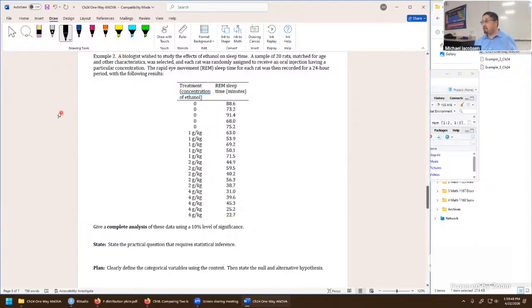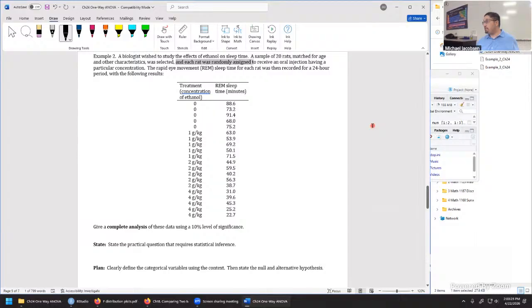It says, a biologist wished to study the effects of ethanol. So when we say like an alcoholic drink is 5% alcohol, that's what we mean, the ethanol concentration, we want to know the effects on sleep time. And I can tell you from unfortunate experience, the effects aren't good. You're not going to sleep well. But this is what they did. A sample of 20 rats, matched for age and other characteristics, was selected. So these rats are all the same, probably laboratory rats produced by a specific company for these kinds of experiments.